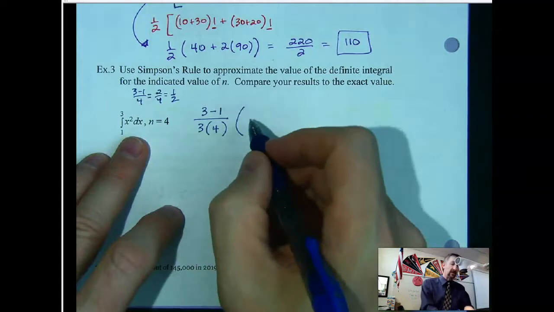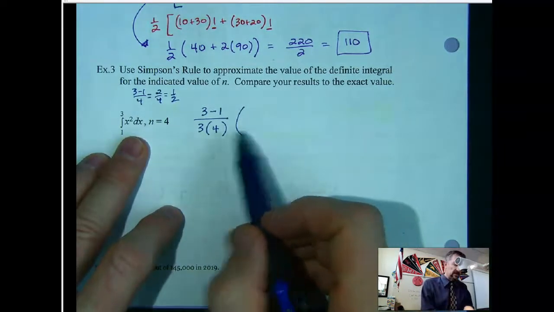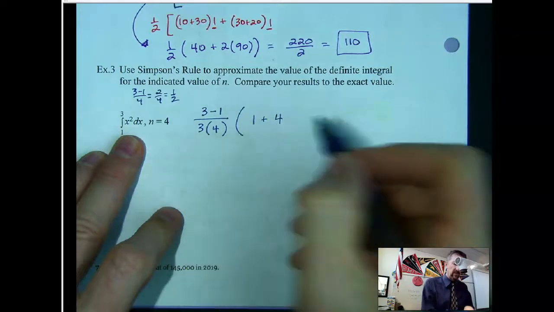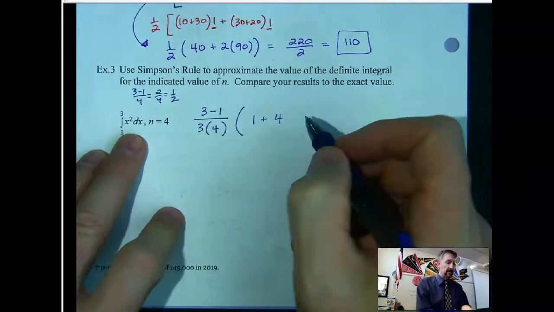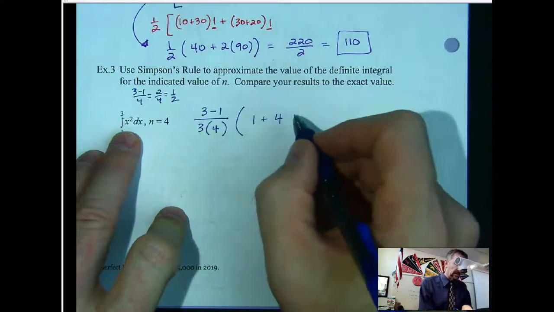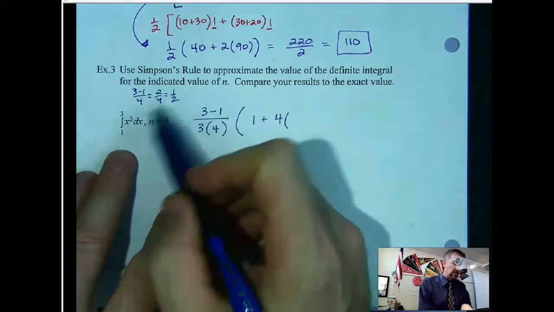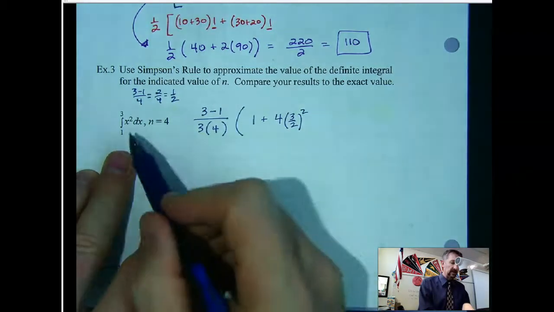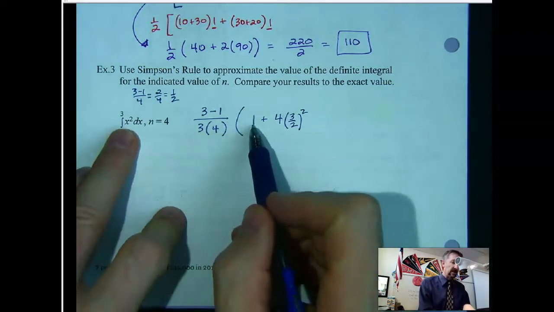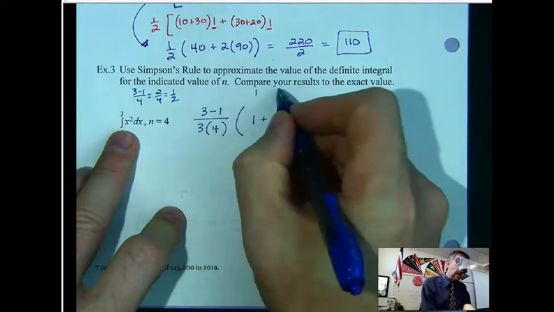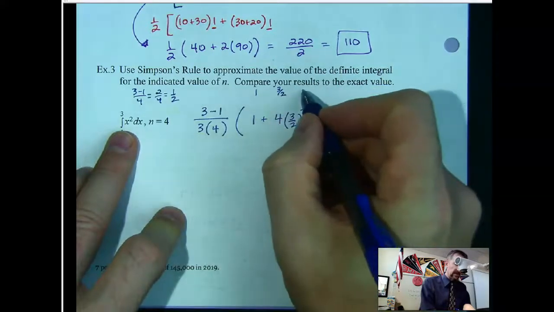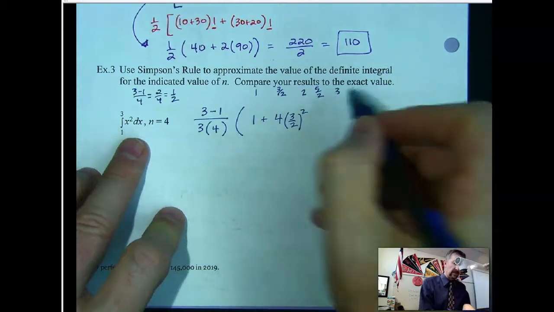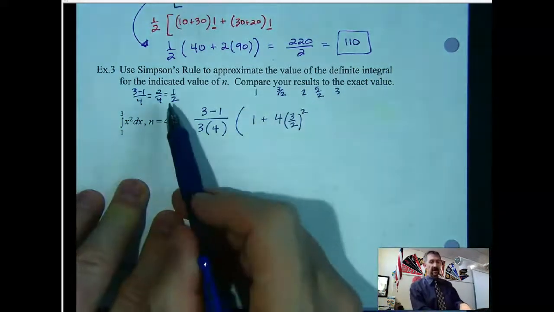So our values here, we're going to start by plugging in 1. So if we plug 1 in there, we get 1 plus, always start with a 4 for Simpson's rule, so 4 there. And then we're going to add 1/2 to 1, so that's going to be 3/2. And that's what we're plugging in. So we plugged in 1, and now we're plugging in 3/2, and then we're plugging in 2, and then we're plugging in 5/2, and then we're plugging in 3. So those are our values going by halves.